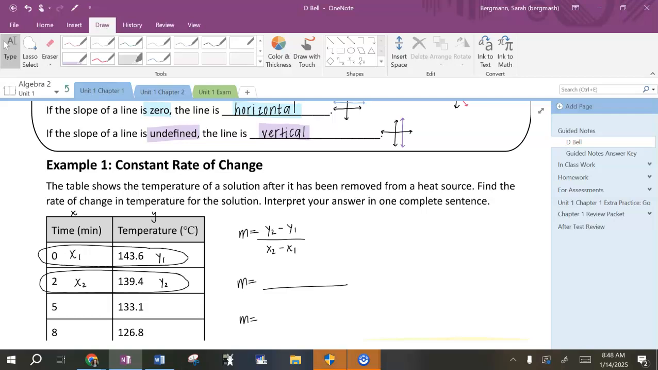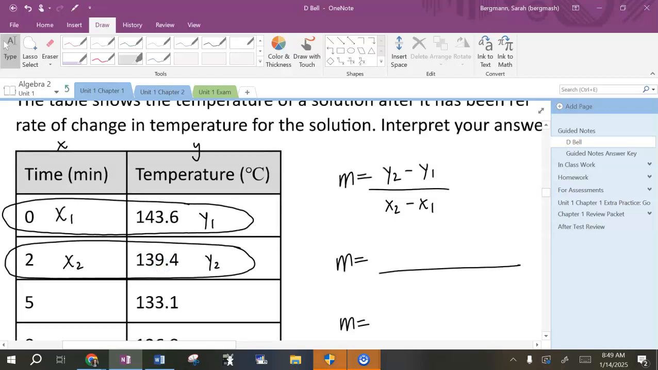So whenever you're looking at a table like this, the first important thing to do is to decide what's the independent and what's the dependent variable. If you have time, it's always the independent variable or the x. So I labeled that first, and then temperature is my y, because the temperature depends on the time. So then once you label your x and y, you choose any 2 points. If you know that the rate of change is constant, it doesn't matter what 2 points you choose. So I just chose the first two, especially because the first point has an x value of 0. It's going to be easy to calculate with. 0 is really easy to use.